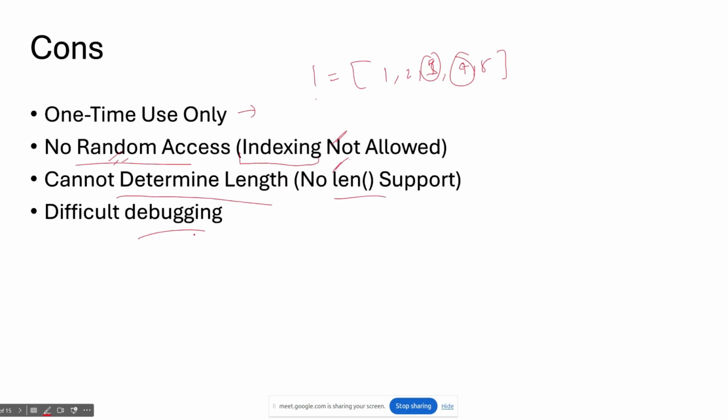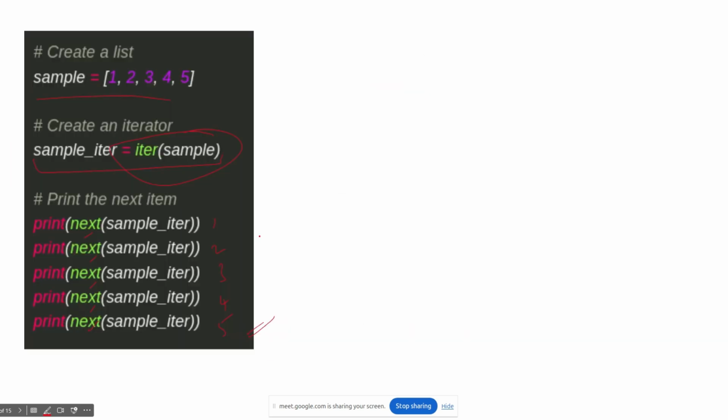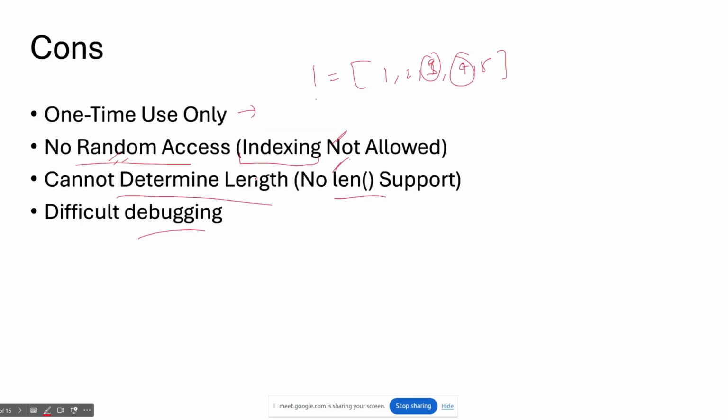Debugging is also difficult, because every time it is generating one item, so you can't do random access on it. It is very difficult to debug, and after you iterate the whole list, then you don't have these list items anymore, right? Then it is very difficult to debug or track. So these are its cons.